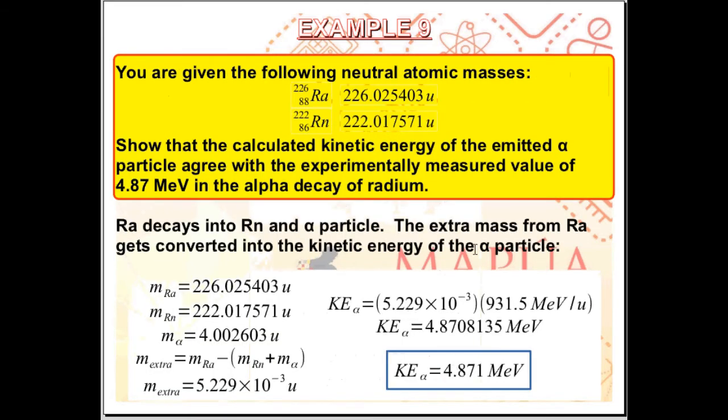Moving on to the next example, example 9. You are given the following neutral atomic masses. You have atomic mass of radium, 226.025403 U, and then you have radon, 222.017571 U.